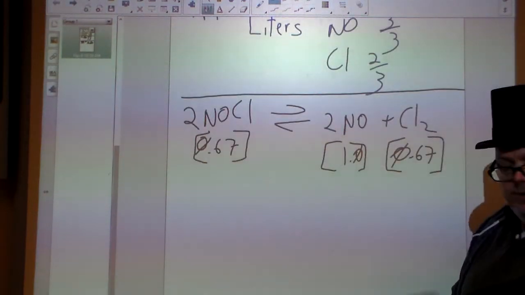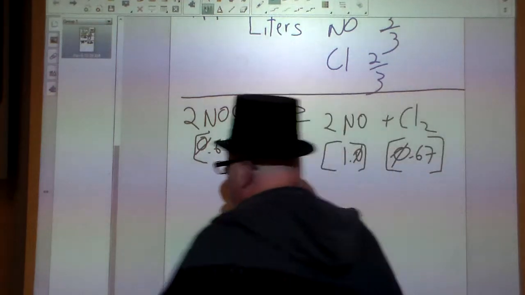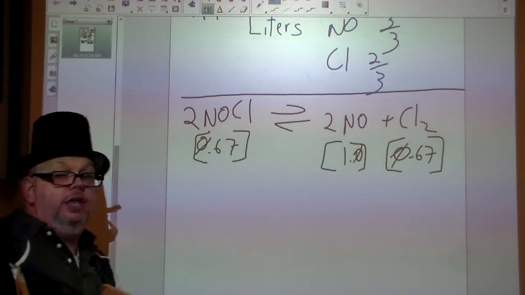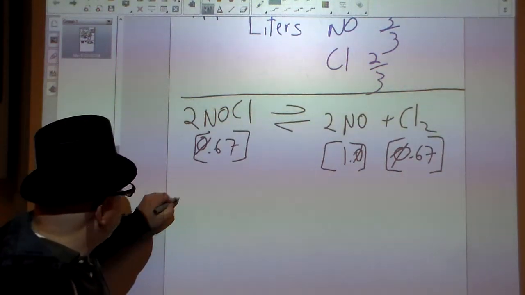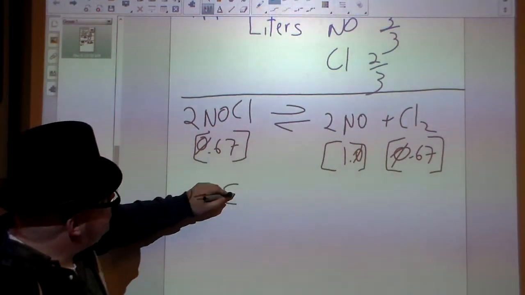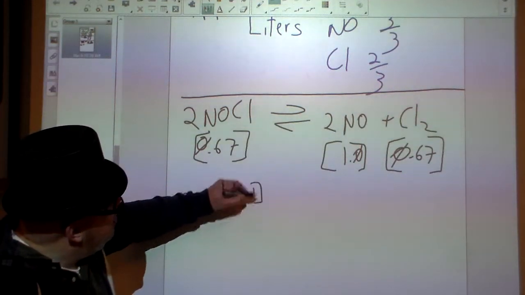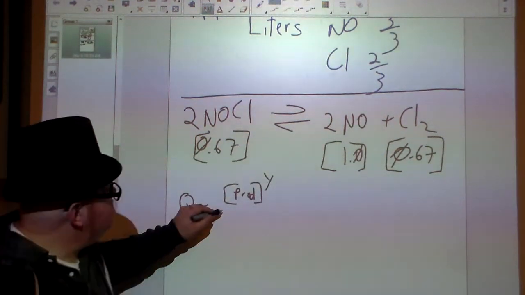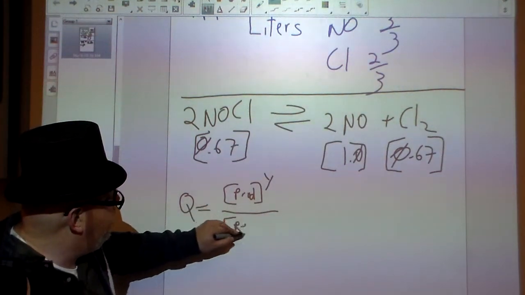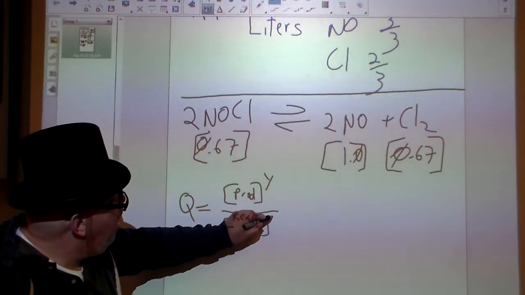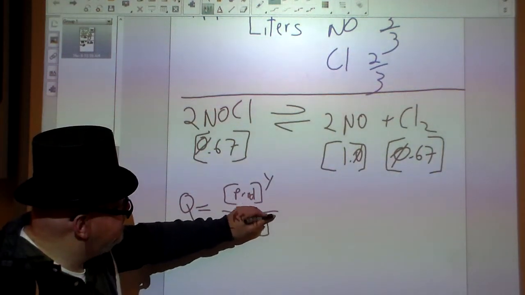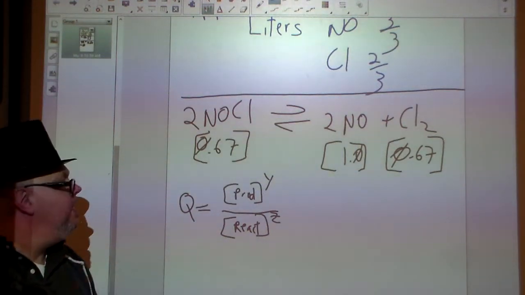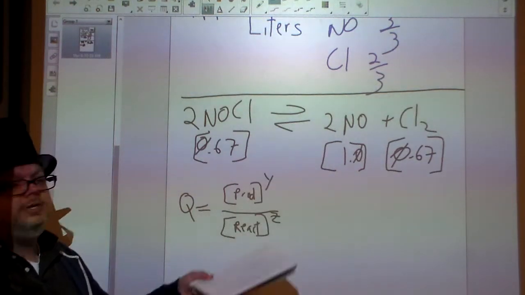We're ready to go ahead and do the next thing. Well, wait a minute. What's our formula? The formula for finding our quotient is the same as finding the equilibrium constant. So Q is equal to the concentration of our products, multiplied by whatever coefficient they have, divided by the concentration of our reactants, also multiplied by some coefficient z. Now y and z could possibly be the same, maybe, maybe not. But this is what we have.